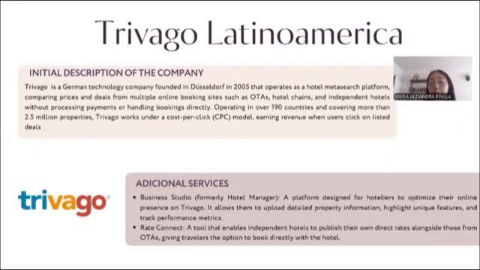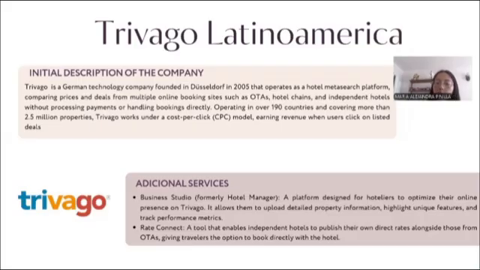Instead, it compares prices and deals from different online booking sites and hotel chains and independent hotels all in one place. So right now, Trivago operates in more than 190 countries and covers about 2.5 million properties. Its business model is based on cost per click, so it earns revenue when a user clicks on a listed deal.